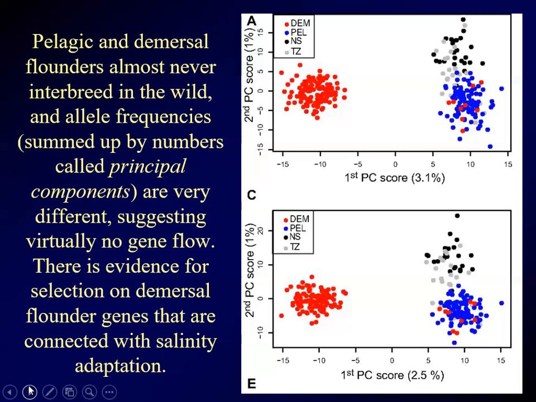There's some evidence for selection on demersal flounder genes that are connected with adaptation to salinity. Remember, the demersal flounders are the ones living in the more brackish, less salty areas, whose eggs are sitting there on the bottom. And there seems to be selection for some genes that adapt them to lower salinities, as compared with their kin that would live in the ocean and prefer more saline water.